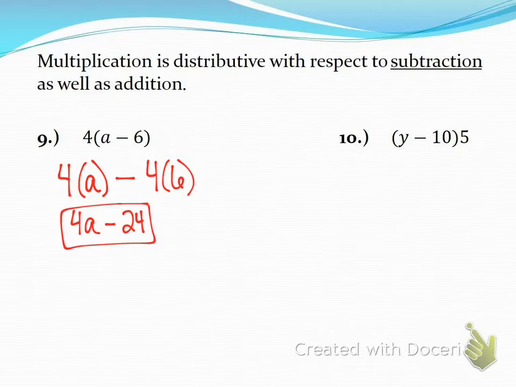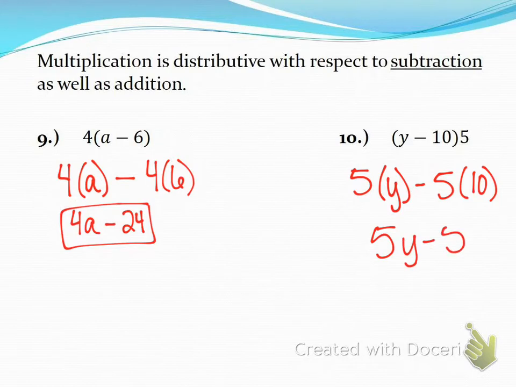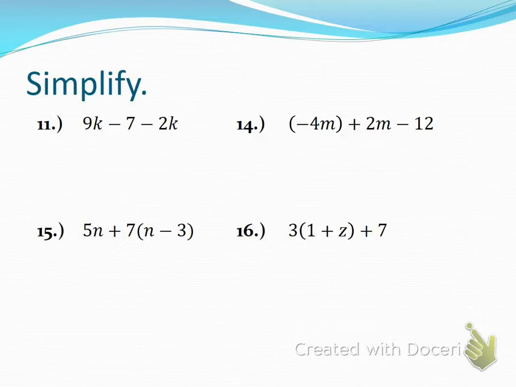We can also distribute from the back when we have subtraction. What are we distributing on number 10? 5 times what? y, and 5 times 10. Notice that I kept the subtraction sign in the middle. So what does this become? 5y minus 50. Good. All right, the next set of problems mixes together what we did on Friday and what we've been talking about today on some of them.